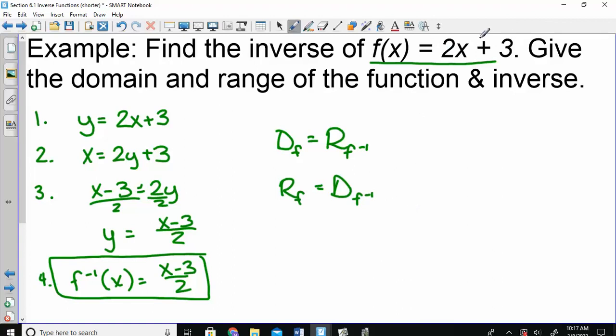Okay, domain of the function, if I'm looking at the original, there's no fractions, no square roots, it's just a line. So what's your domain? Ranges are sometimes a little bit harder for us to notice, but we could just look at the domain of the inverse. It's a fraction, but the bottom is just 2. Does that ever equal 0? So what's your domain? So in this one, they were all negative infinity to positive infinity.